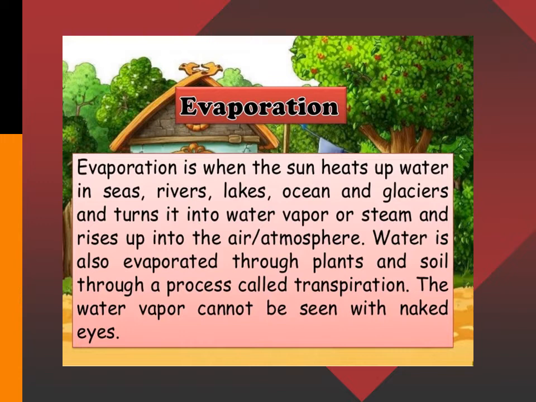Evaporation is when the sun heats up water in seas, rivers, lakes, oceans and glaciers and turns it into water vapor or steam, and this rises up into the air or atmosphere. Water is also evaporated through the plants and soil through a process called transpiration. The water vapor cannot be seen with naked eyes. So evaporation means liquid water changes into water vapor in the air or atmosphere. This process is called evaporation.